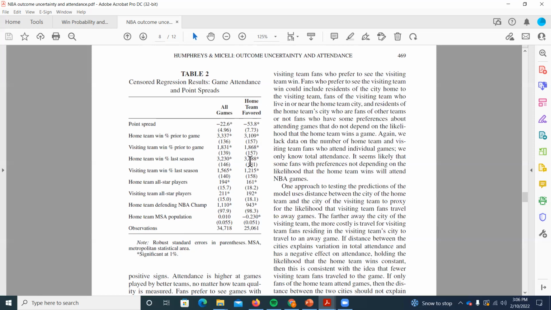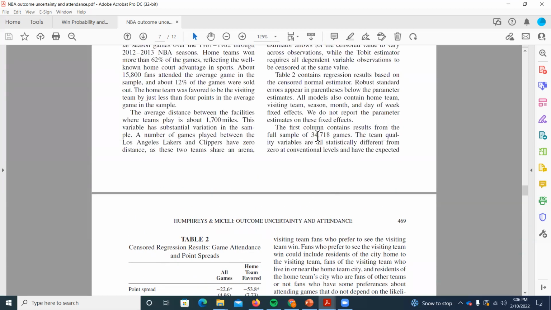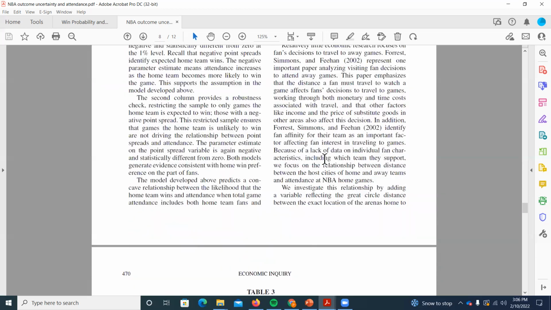Yeah, everything they found was significant, and that's because it's a lot easier to find statistical significance when you have a lot of observations. They had a huge number of observations here, right? We go back, so they've got 34,000 games. It's pretty wild, right? And then kind of break this down.